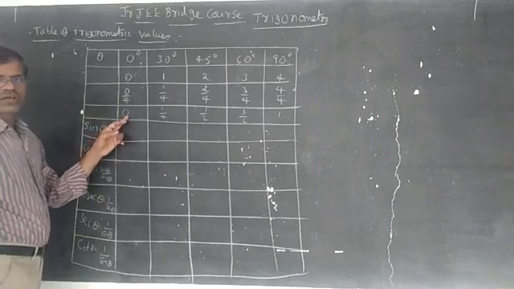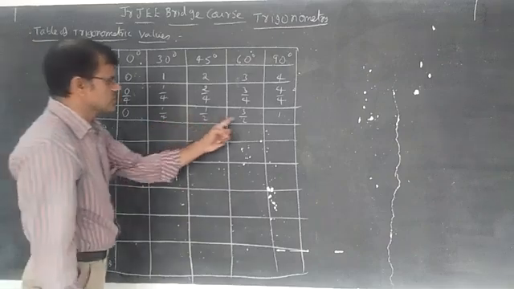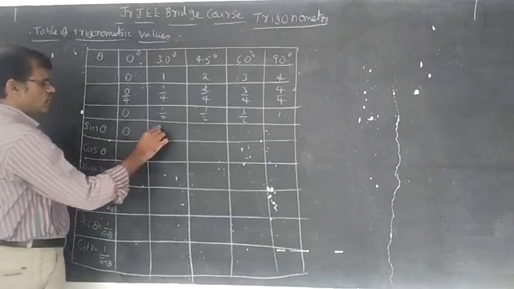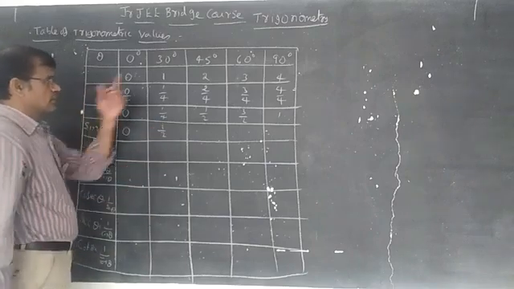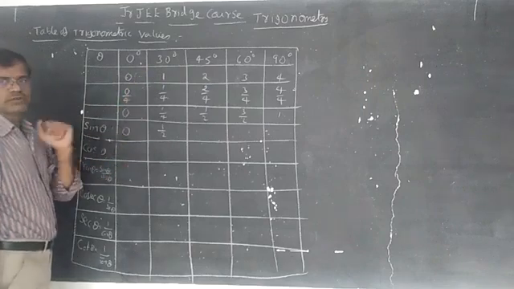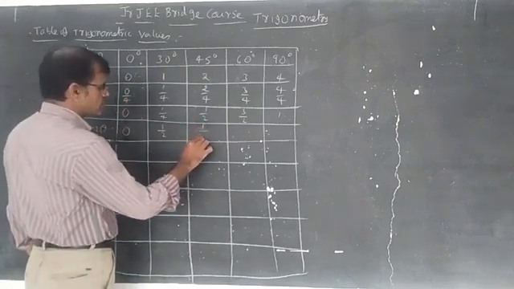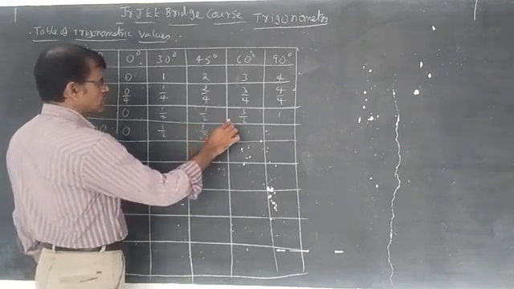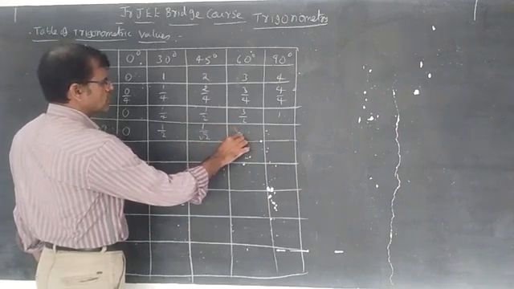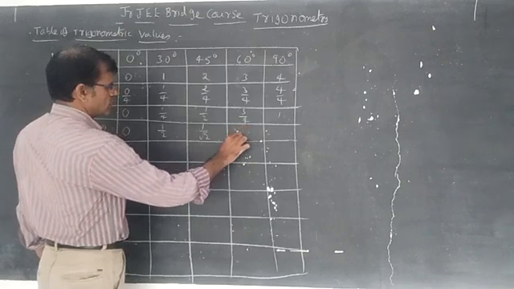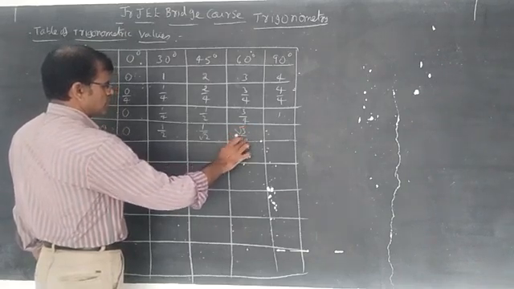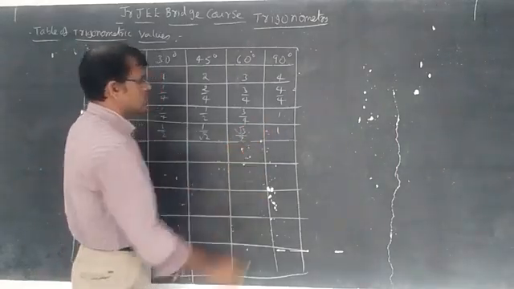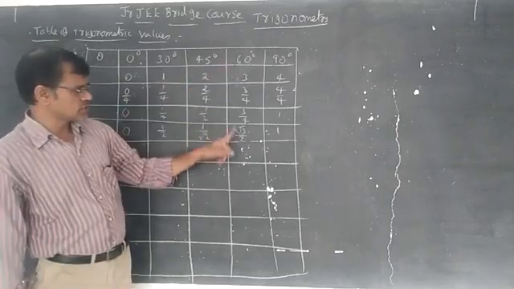Whatever the values are, the square roots of them become the sine values. 0 means square root of 0 is 0. 1 by 4, square root is 1 by 2. That means sin 0 is 0, sin 30 is 1 by 2. Sin 45 becomes 1 by root 2. Here root 3 by 4 becomes root 3 by 2, and the square root of 1 is 1. So sin 45 is 1 by root 2, sin 60 is root 3 by 2, sin 90 is 1.